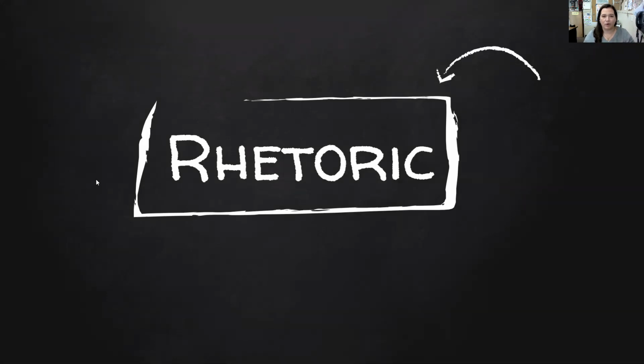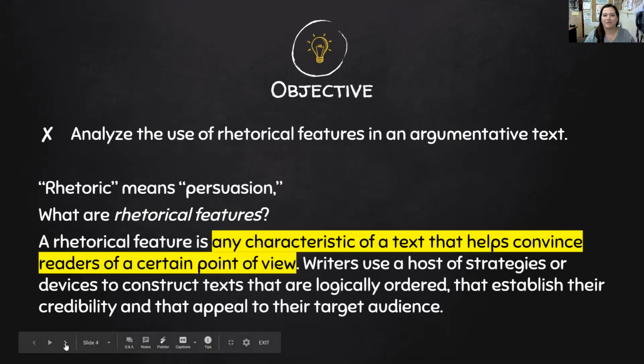So rhetoric is what we're looking at today. First off, let's look at our objective for the lesson. Our objective is to analyze the use of rhetorical features in an argumentative text. We're going to be reading some speeches and some foundational documents, and we're going to be looking for rhetoric in those pieces. Now you might be asking yourself, what is rhetoric? Well, I have a definition for you, and it's right here.